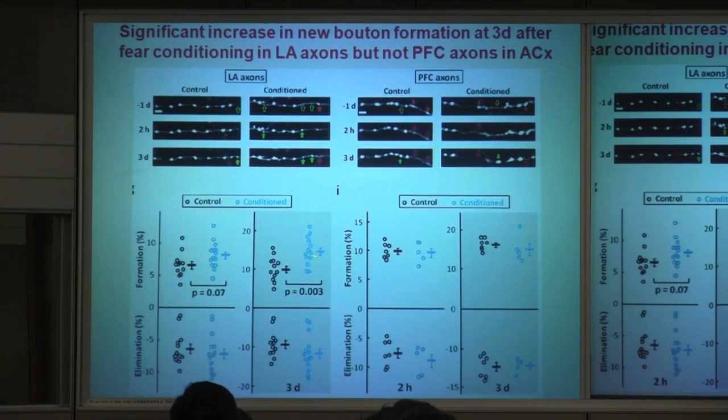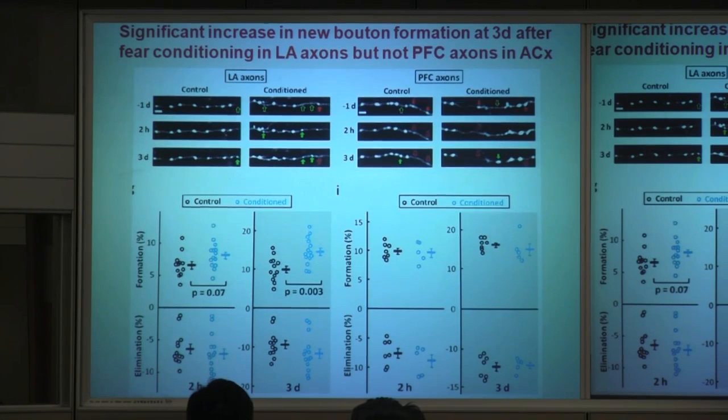Now the trick is to compare the control animal, which has unpaired stimulation where there's no memory, with the paired stimulus, where there's a fear memory. And you'll see that with the fear memory, the formation of the bouton is higher. Each point is actually one animal with hundreds of boutons, hundreds of dendrites counted. The average percentage of bouton formation is higher than the control animal with unpaired stimulation at 3 days after conditioning. At 2 hours after conditioning, there's already a slight increase, but barely significant.